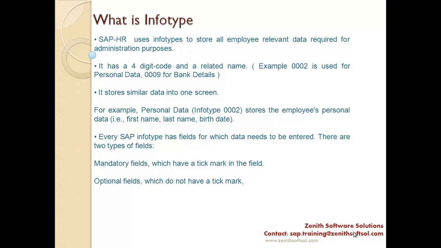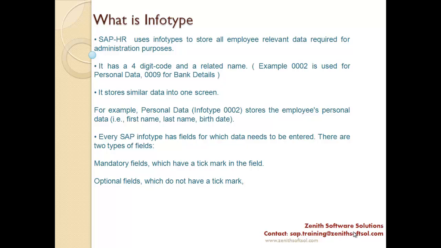Infotype stores similar data in one screen, meaning that personal details cannot be stored in the bank details infotype. Similarly, bank details cannot be stored in any other infotype. Each infotype has its own purpose. For example, bank details, Infotype 9. The purpose of this Infotype 9 bank details is to store only the bank information. You will not be storing the last name, first name, middle name, birth date, because those details are captured in Infotype 2. So in each infotype you will find some fields.